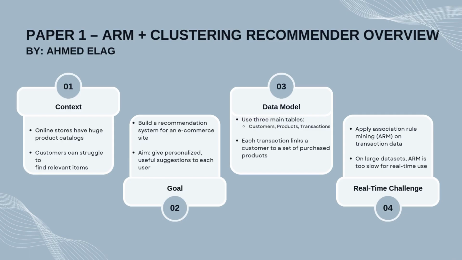Hi, my name is Ahmed Elag, and the first paper I looked at is E-commerce Recommendation System Using Association Rule Mining and Clustering by Vishal Parikh and Parth Shah from Nirma University. It focuses on big e-commerce sites with huge product catalogs where customers can easily get overwhelmed and miss products they would actually want. Their goal is to build a recommender system that turns raw transactions, like clicking customer products and purchases, into more personalized suggestions. But as the transaction data grows, running association rule mining on all of it becomes too slow for real-time recommendations.